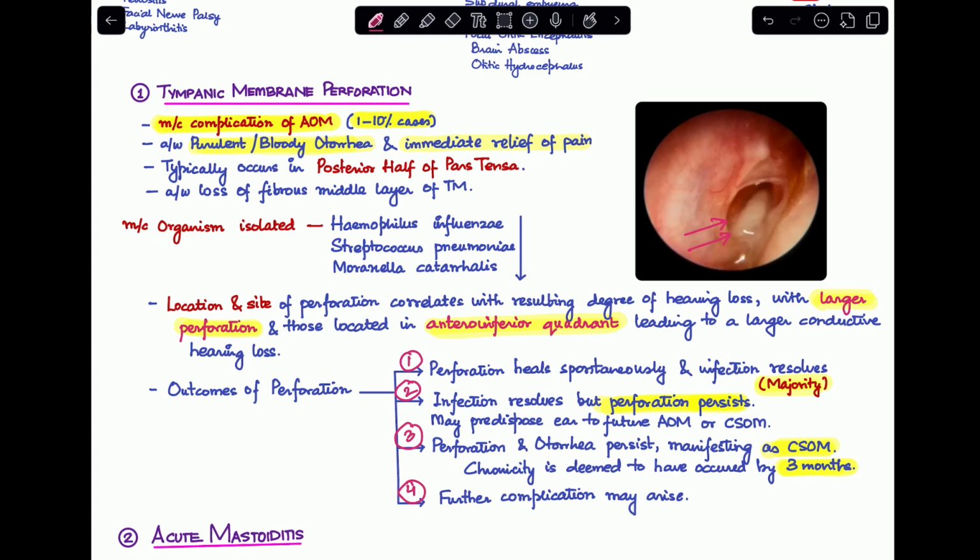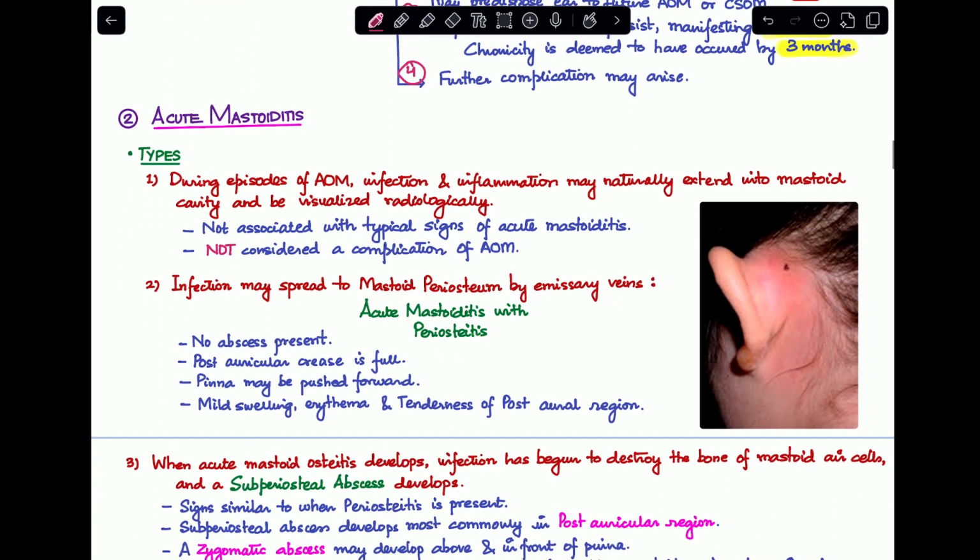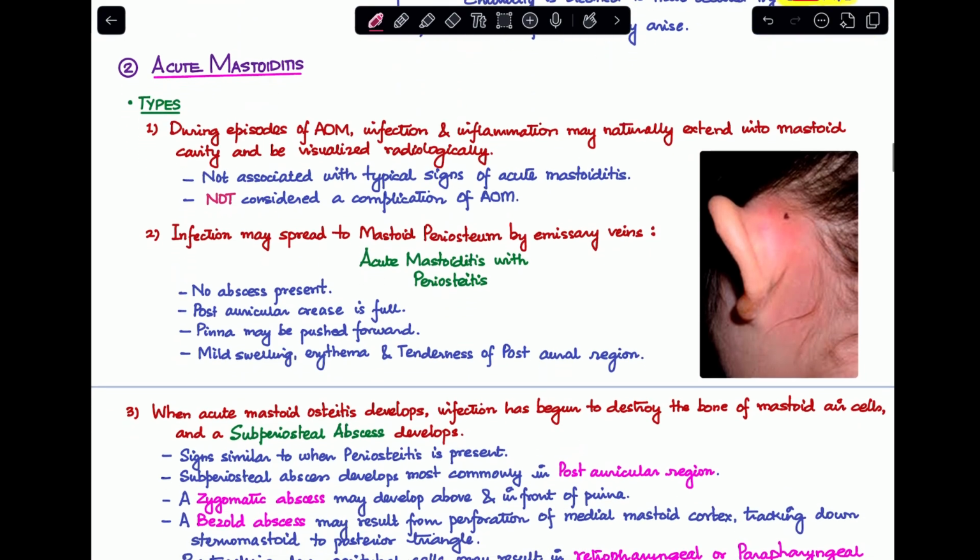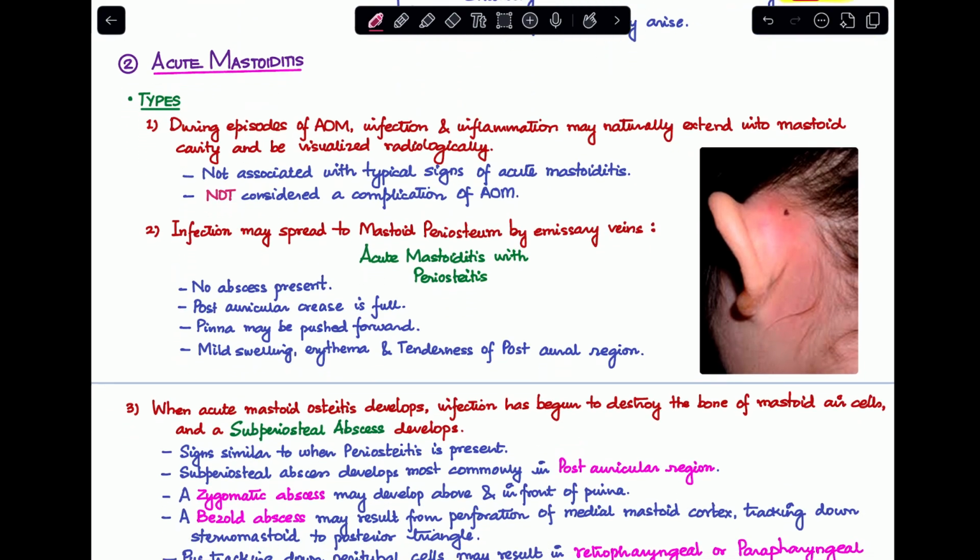So this was about tympanic membrane perforation, which is the most common complication of acute otitis media, and also the most common extracranial complication of acute otitis media. Second is acute mastoiditis. Now, what are the different types of acute mastoiditis that we see in a case of acute otitis media? There are 3 types.